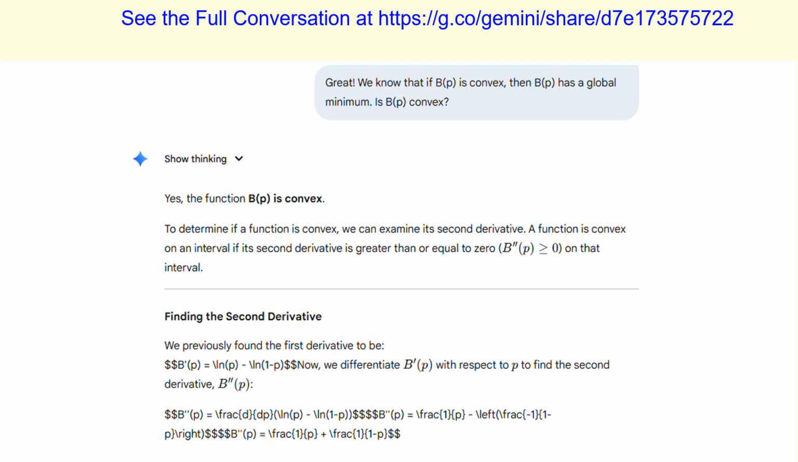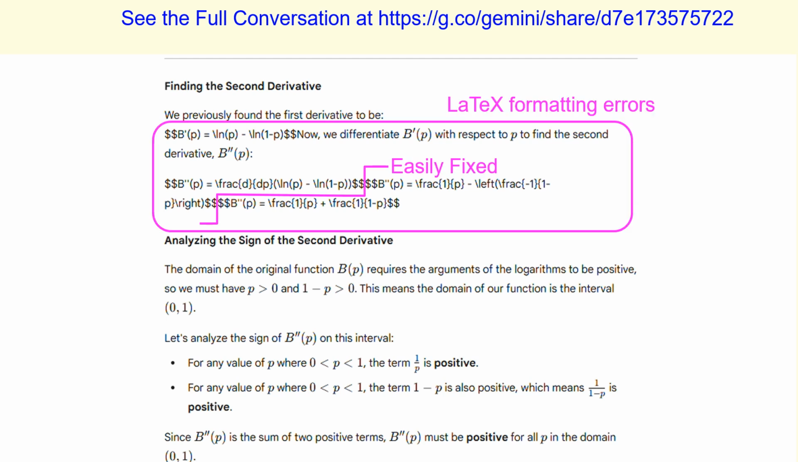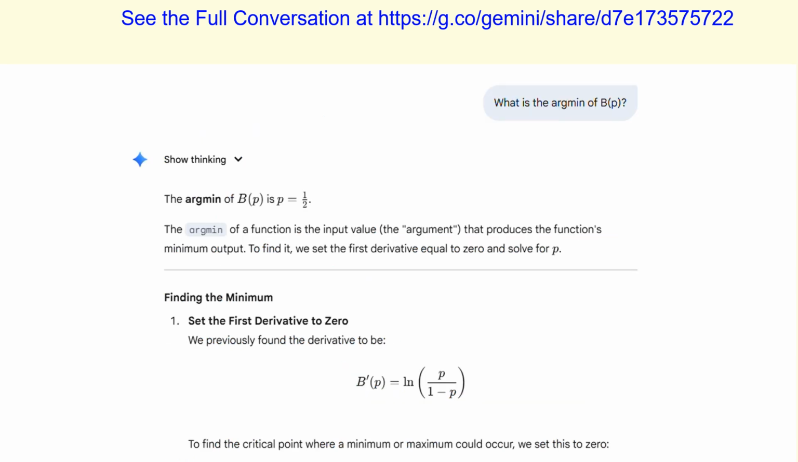Now, here's how it actually finds the second derivative. And if you'll notice, it made some formatting errors. And we can fix those formatting errors very simply. We just need to put spaces between the dollar signs. And once we've done that, we end up with a nice result.